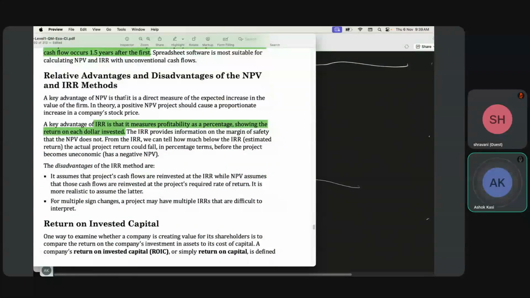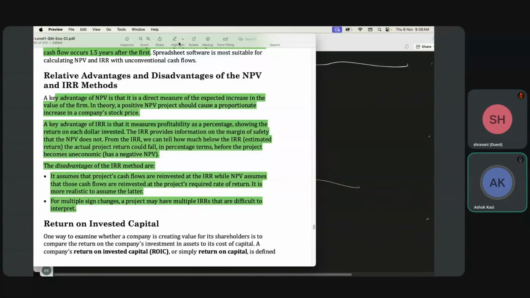Then advantages and disadvantages of the NPV. Just read this, see if you are able to understand all this. The advantage of NPV is that it directly tells you what is the value increase happening. Okay. So accordingly, the stock price also will go up.